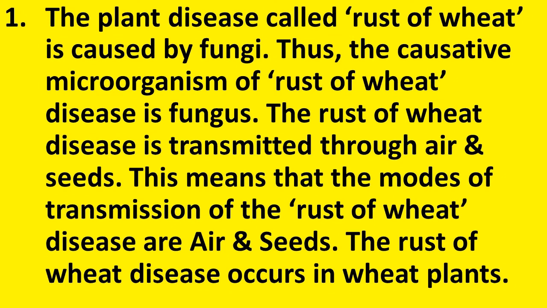The rust of wheat disease occurs in wheat plants. As the name indicates, the rust of wheat disease occurs in the wheat plants. And what is the causative organism? It is fungus. And what is the mode of transmission? These modes of transmission are air and seeds. That means this disease can spread through air and also through affected seeds.